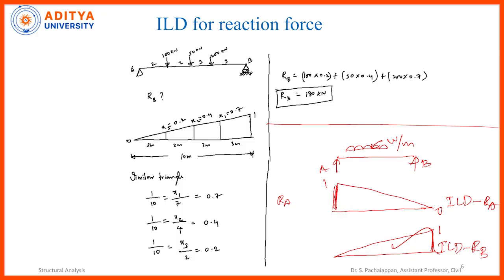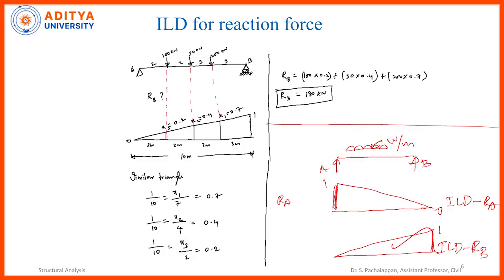After taking the diagram, we simply need to draw the ordinates where exactly the loading is acting. For example, I will draw here. I am extending the load where it is acting and drawing the ordinate. Similarly, you can see the 50 kilonewton where it is acting, and the 200 kilonewton where it is acting. So, I have drawn the ordinates. Now, using the similar triangle principle, I need to calculate each ordinate height.